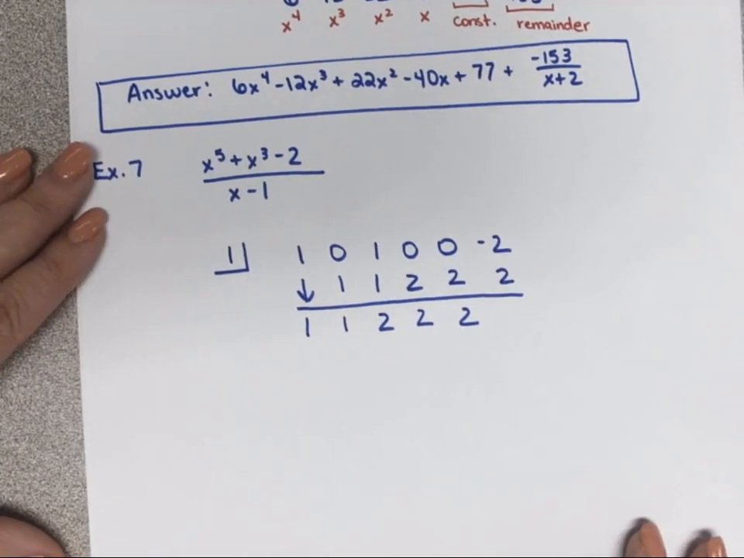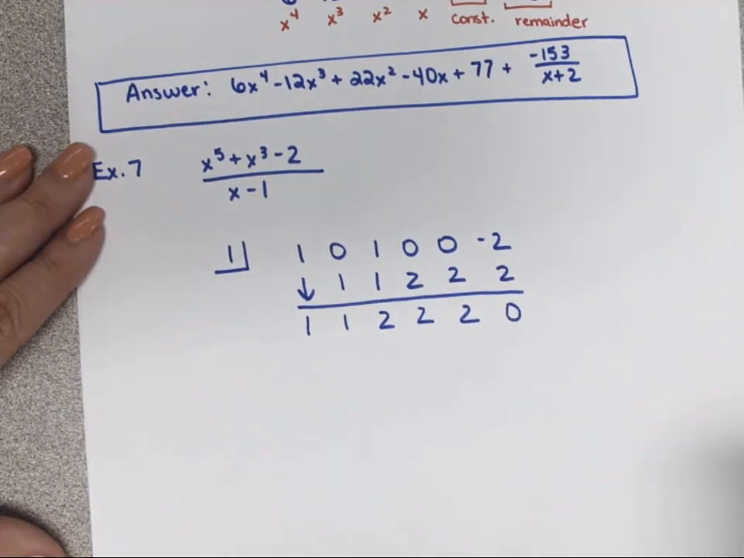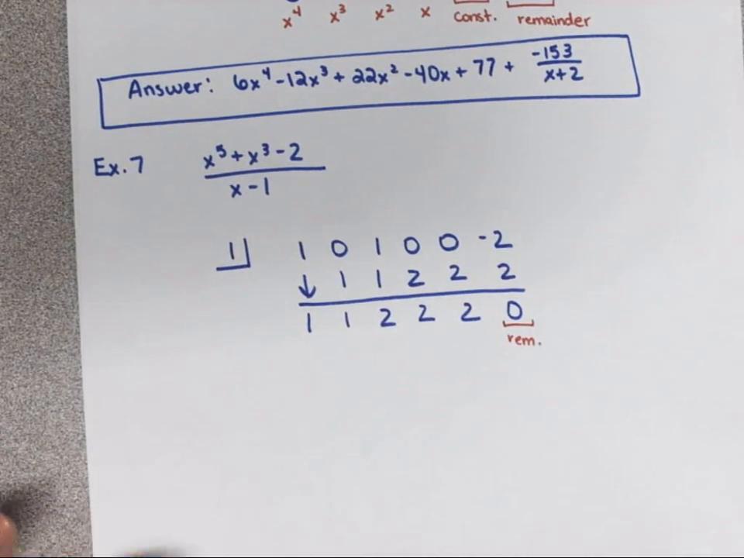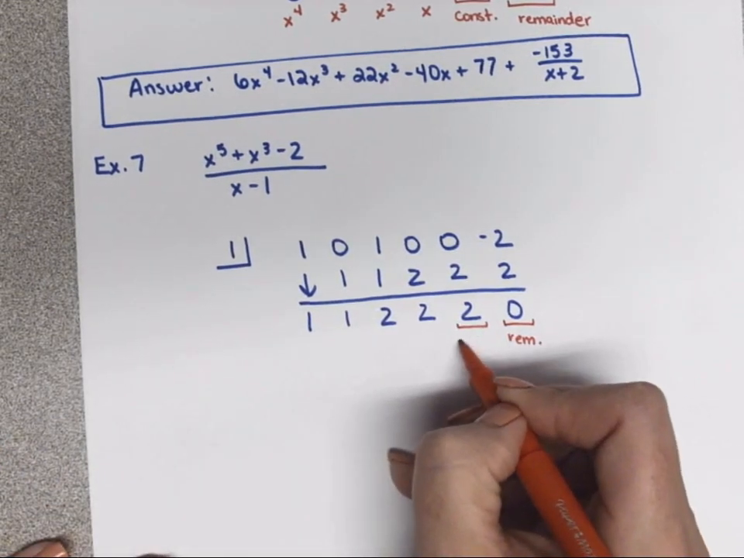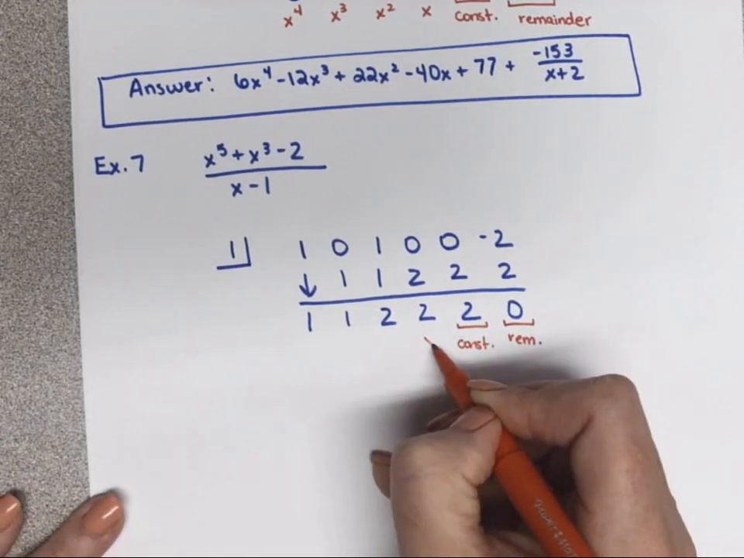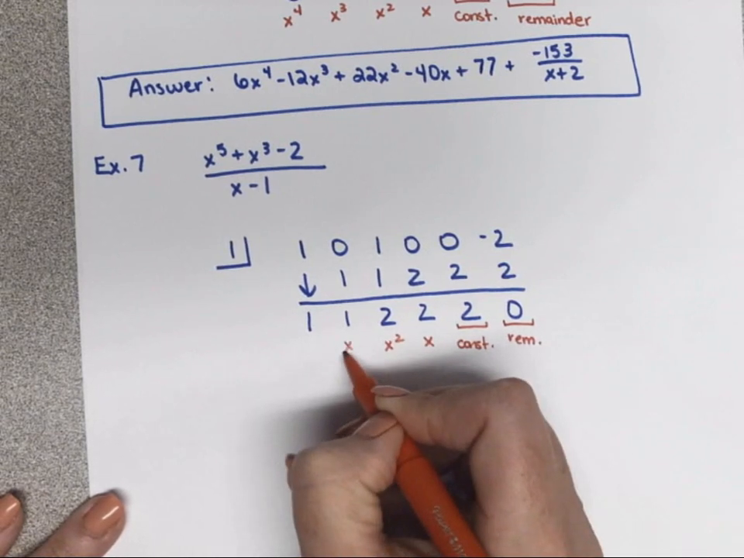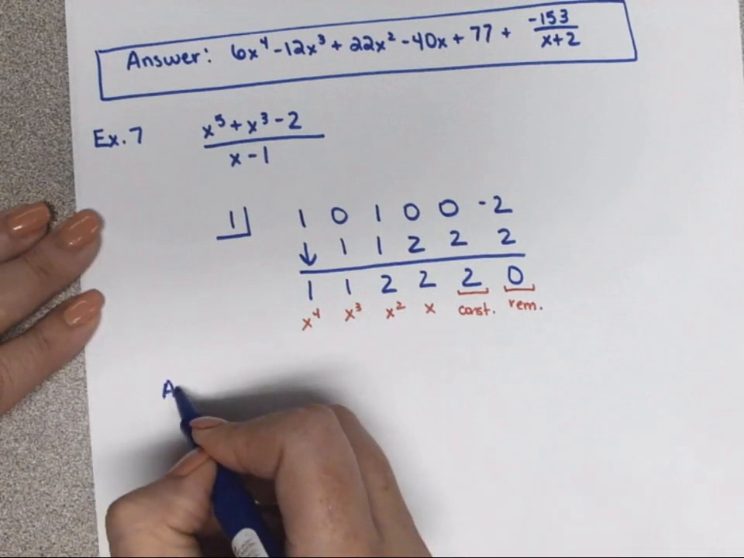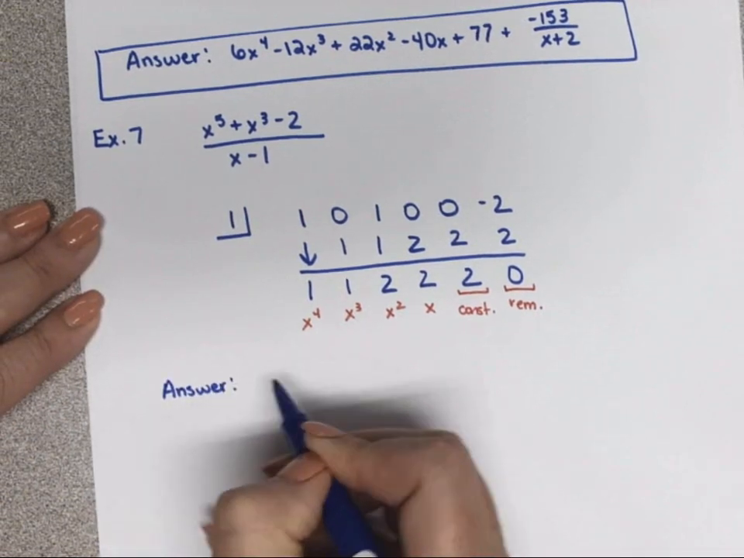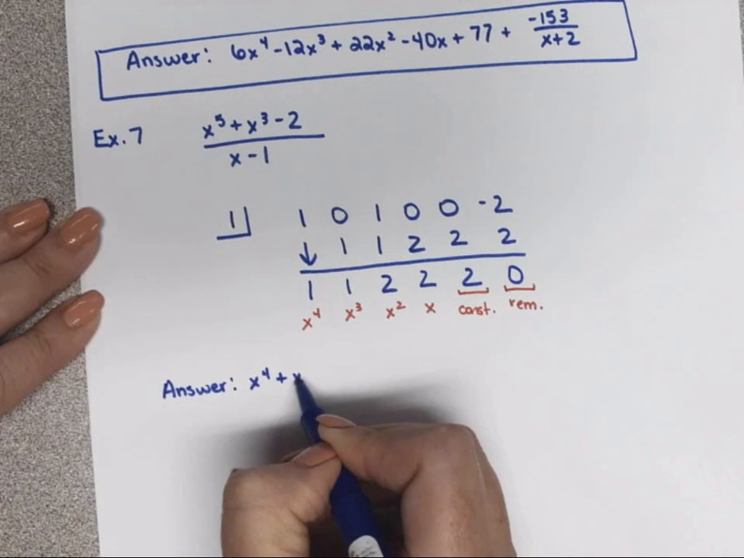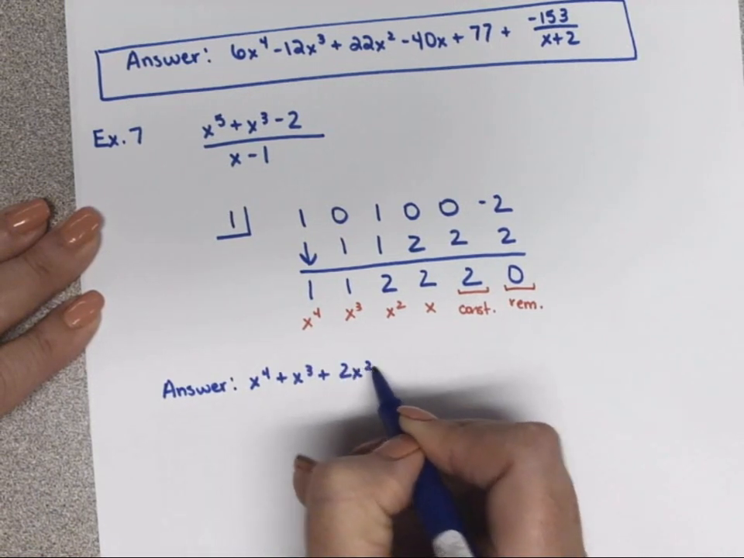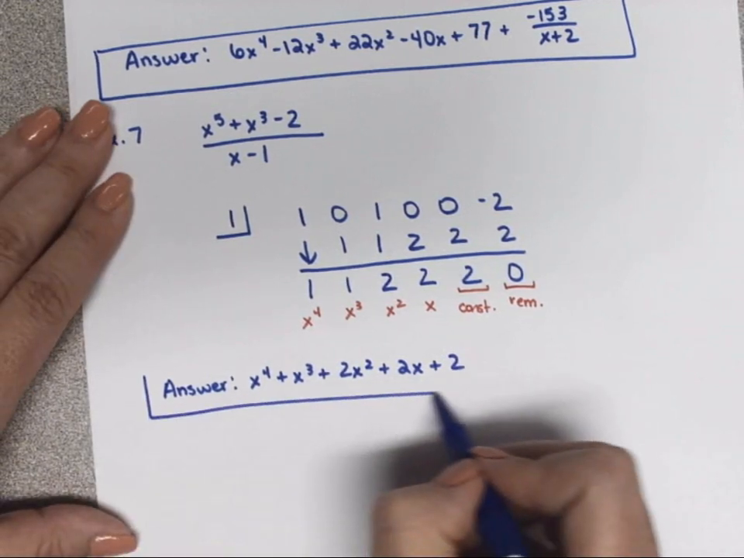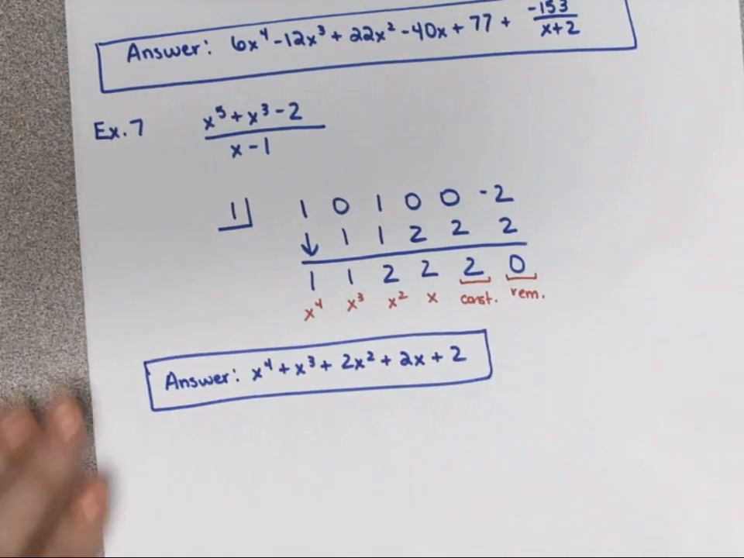So notice this hasn't happened before in this method, but what did we get for a remainder? 0. So this is my remainder. Then what comes to the left of that? This is my constant, and then I start counting up, right? X squared, x cubed, x to the 4th. Okay. So my answer, hopefully that you got on your own, is x to the 4th plus x cubed plus 2x squared plus 2x plus 2. Okay. Notice I don't need to write a remainder, right? Because there isn't one, right?